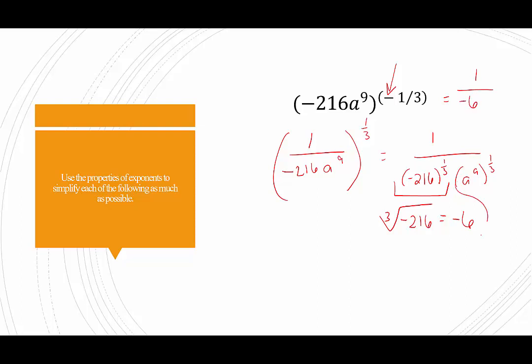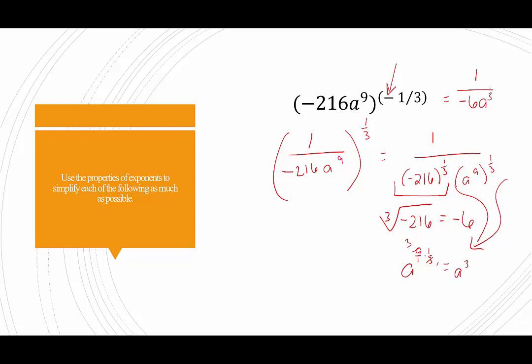Okay, how about this here? We have a to the 9th to the 1/3. That would be a to the 9 over 1 times 1 over 3, right? That's power to a power, so we multiply the exponents, and we end up with a to the 3rd. That a to the 3rd was in the denominator, so it stays in the denominator.